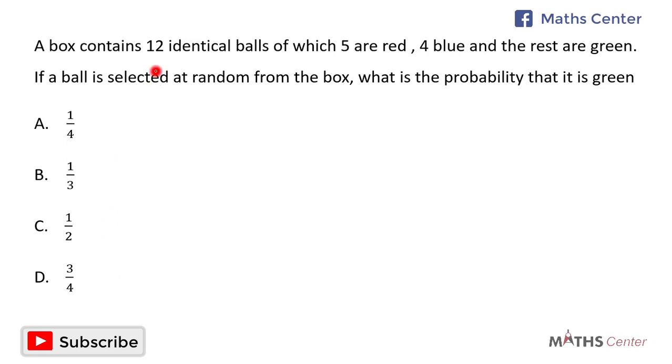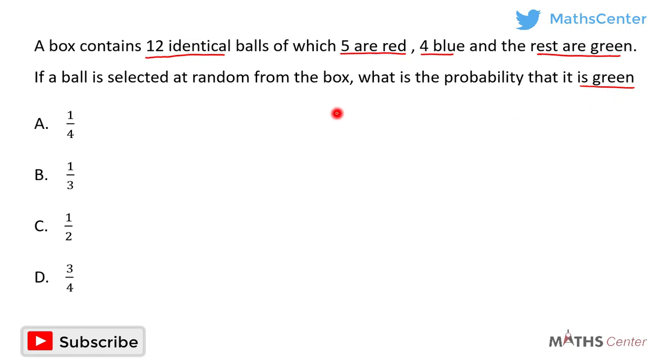option. The total number of balls in the box is 12. Out of these 12 balls, 5 of them are red and 4 are blue, and the rest are green. The question wants us to find the probability that a ball selected at random from the box is green.